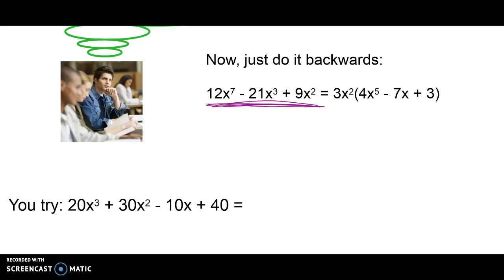Get out a piece of your own paper, pause the video, and see if you can do it. Go ahead and try. Now I'll show you how to work it out.